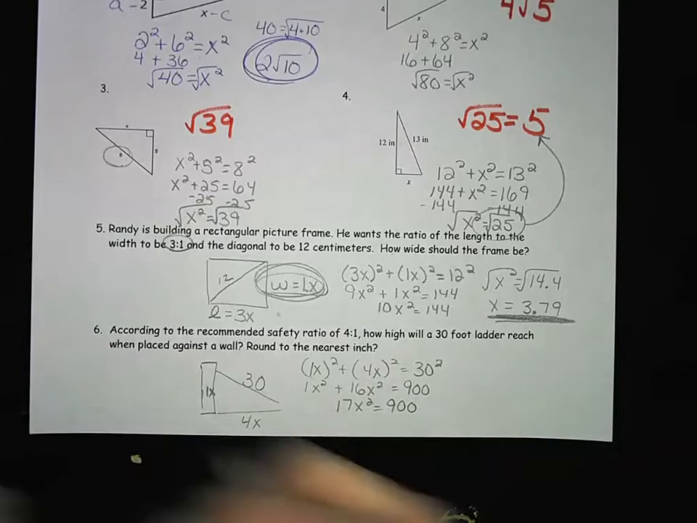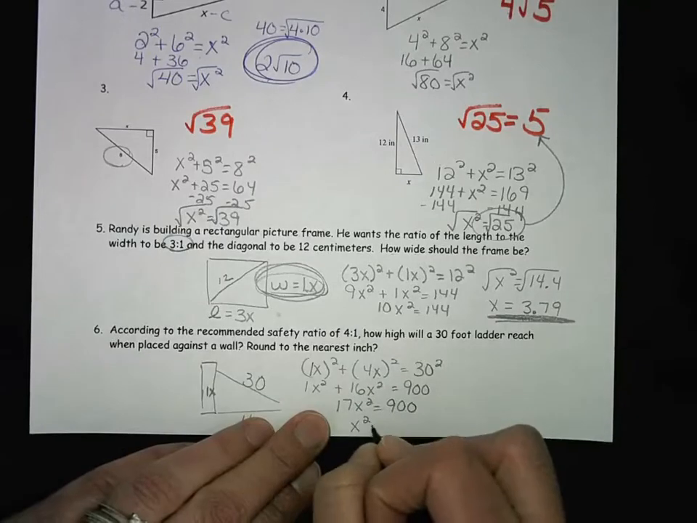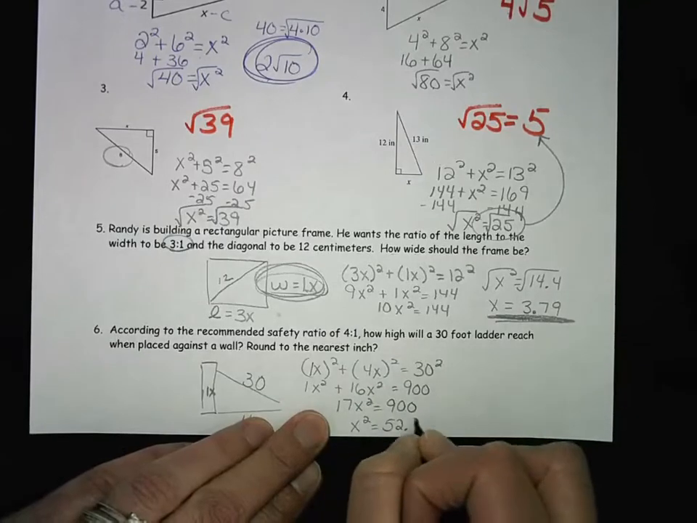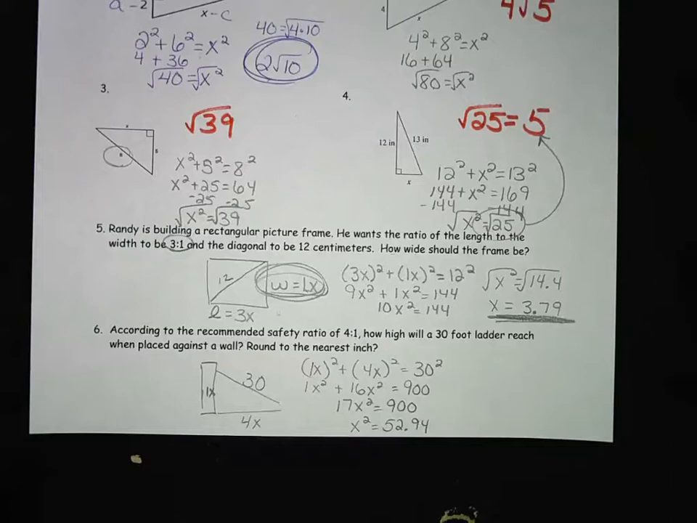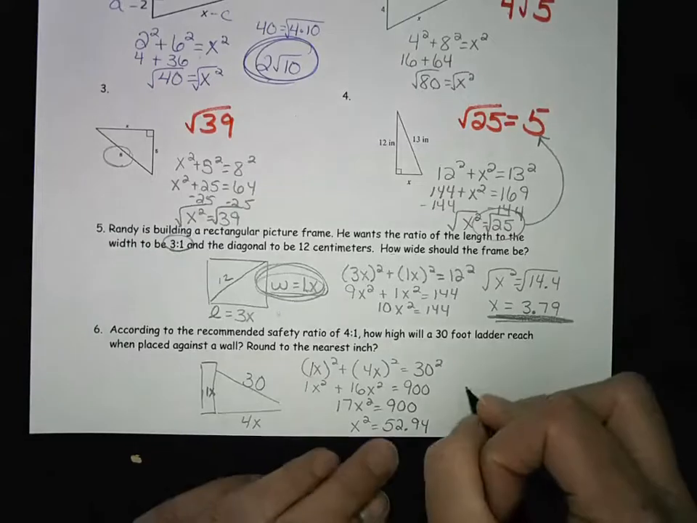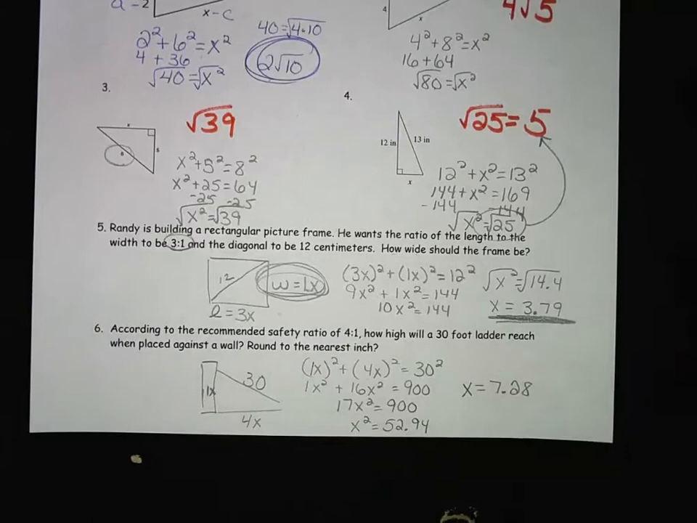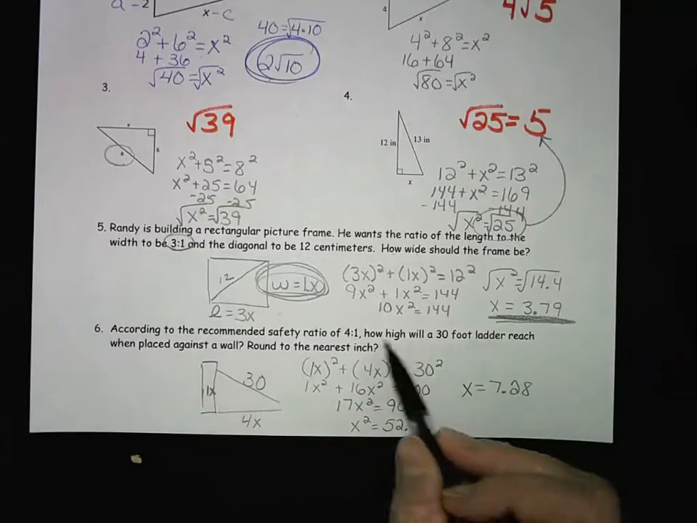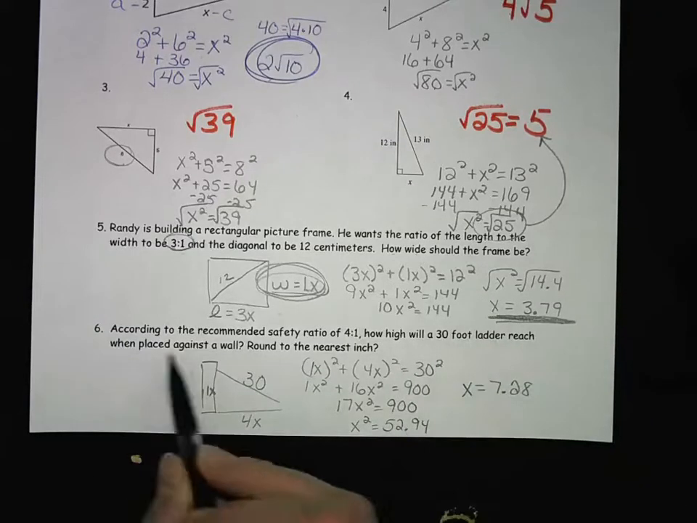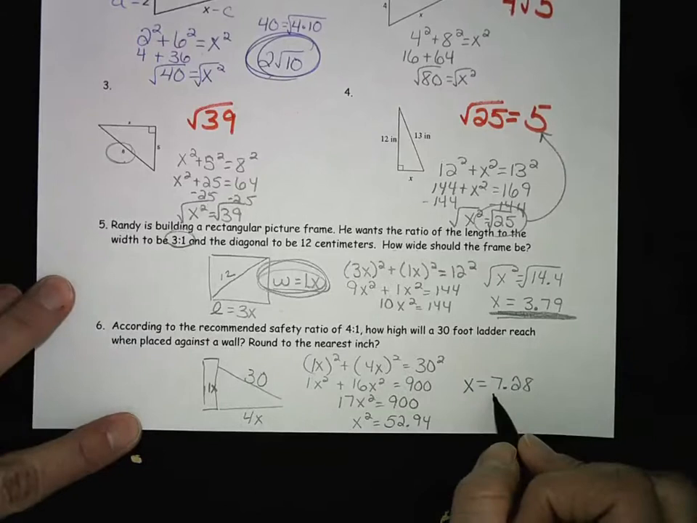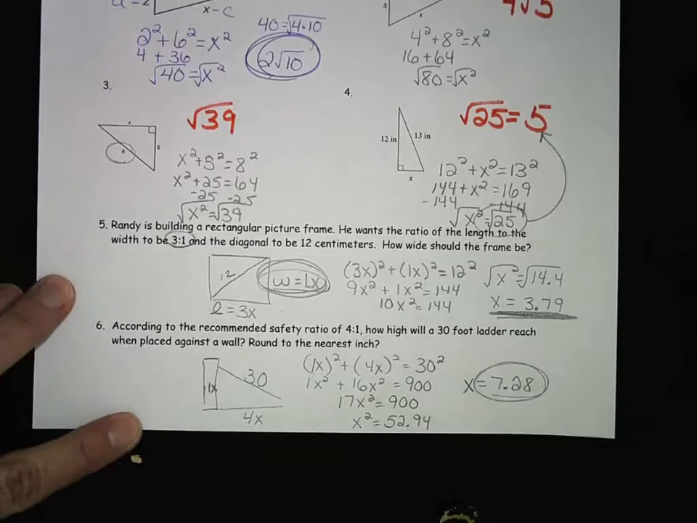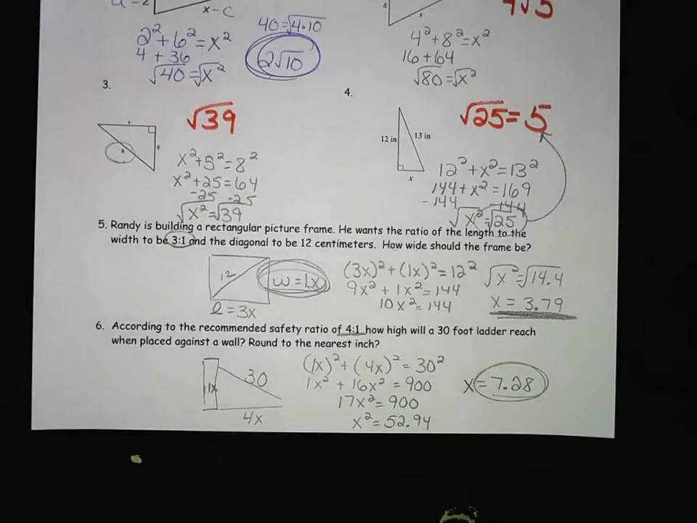So you're going to divide by 17. So you get 52.94. And then you're going to take the square root. So that means x would be 7.28. And it says, how high will a 30-foot ladder reach when placed against a wall? So it would reach up about 7.28 if you were to go based on this safety ratio. Seems like it should reach a little bit higher, but that's based on the safety ratio, okay?